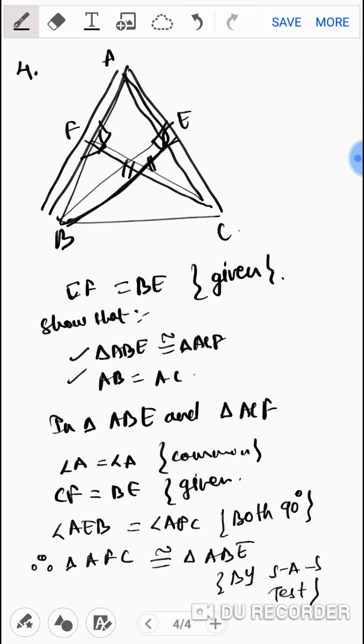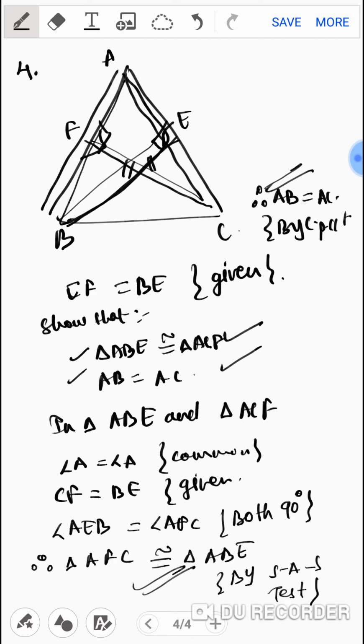Once the two triangles are congruent, you can take therefore AB is equal to AC by CPCT. So your two things which were asked in the question are done here. 1, 2. Clear? Problem number 5.